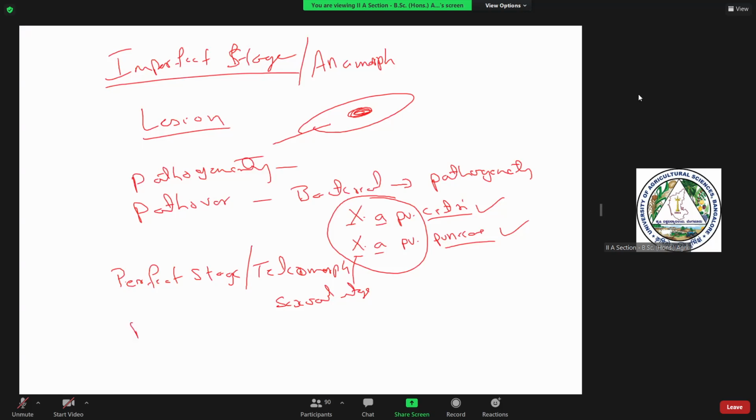And we always use the term primary infection. Primary infection is basically the initial infection caused by the pathogen on a host plant after a period of rest or dormancy. That is, some pathogens survive in soil or in seed. After that period of time, they cause the first infection, that is called the primary infection.